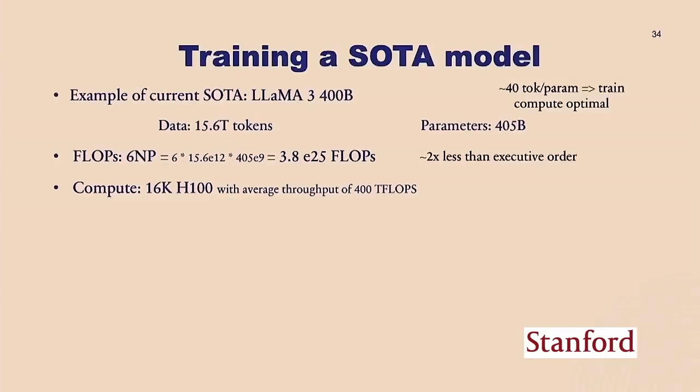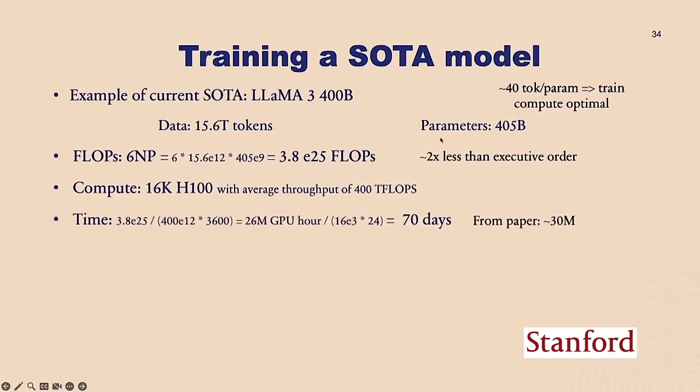Okay, compute. We know that they trained it on 16,000 H100s, and we know the throughput they set it to. If you do the computation, it takes around 70 days, or 26 million GPU hours. At least that's with my back of the envelope computation. They actually said that they used 30 million instead of 26 million GPU hours, so maybe they had some challenges. I don't really know. But if you follow the simple computation, it's around 70 days.